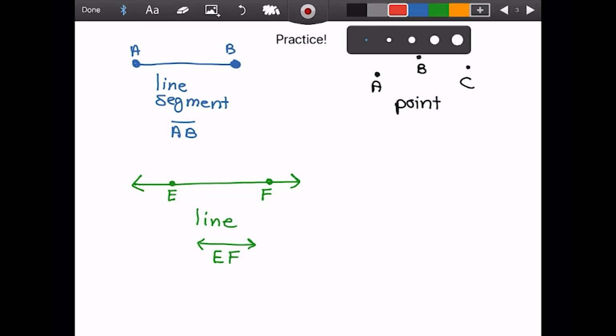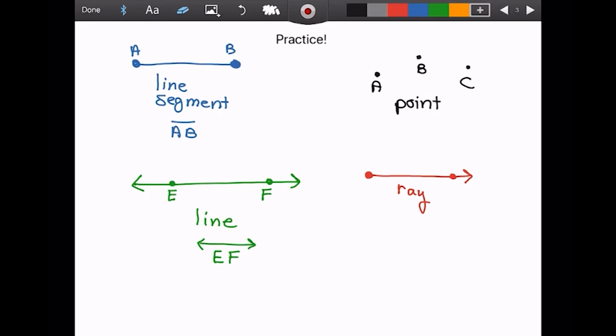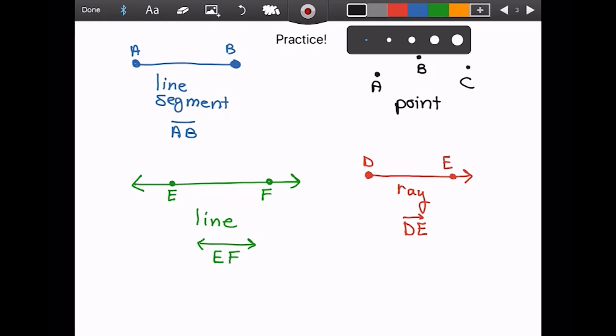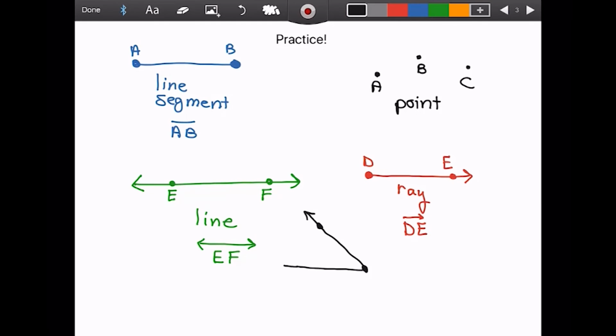And then the last one I want you to remember is a ray. Can you remember how we write a ray? I'm going to give it these letters. How would you write that? With one little arrow. Okay. And then also remember, if you combine 2 rays, you get an angle. So that's an angle.